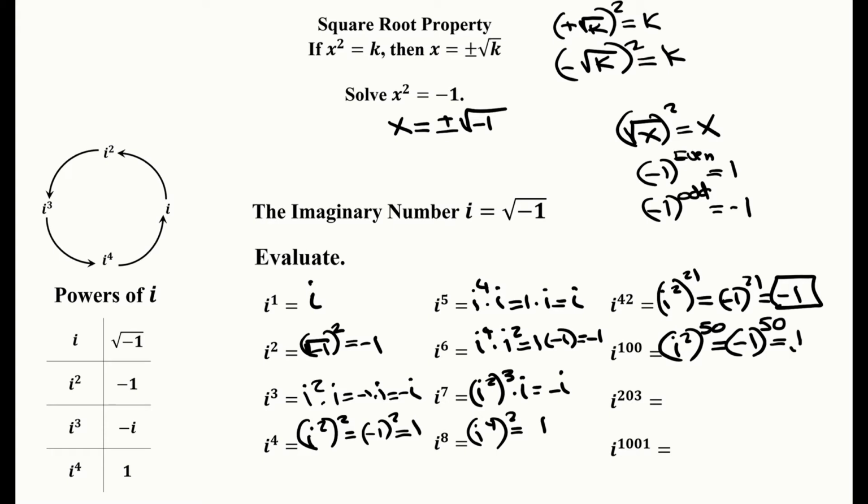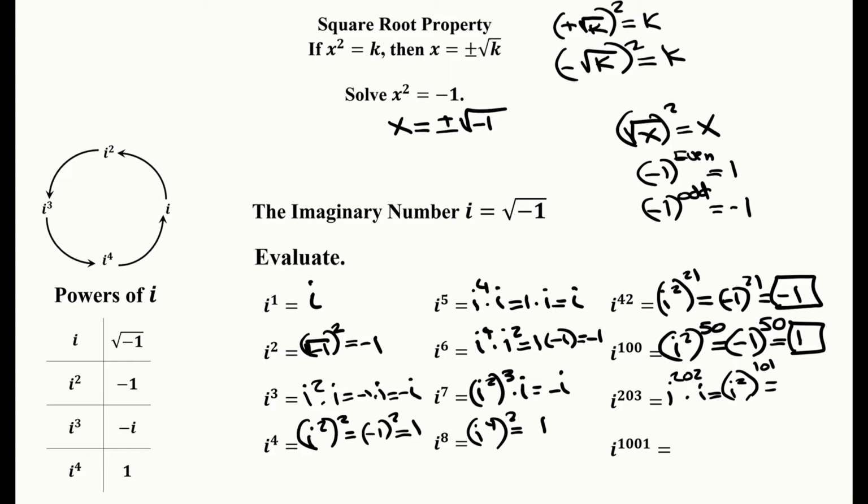How about i to the power of 203? Well, that's not even. I can't just write it as a power of i squared, but I look for the largest even number that's less than or equal to this number, and that would be 202. So I can always write this as i to the 202 times i. Now i to the 202 is an even power of i, so I can write it as a power of i squared. What power? Well, that's easy. Just divide 202 by 2, you get 101. So you get to the power of 101.